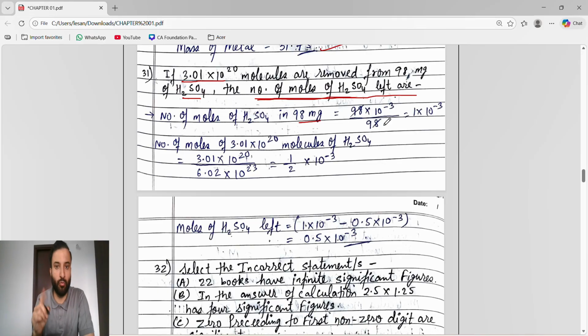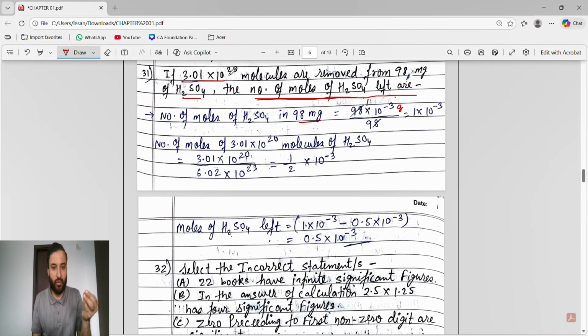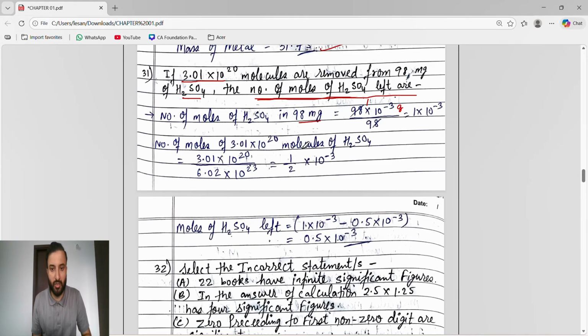Molar mass, we know, will be in gram. So 98 mg means 98 into 10 to the power of minus 3 gram divided by 98. 98 and 98 will get cancelled. It will be 1 into 10 to the power of minus 3. So the total number of moles present is 1 into 10 to the power of minus 3. In that, how much molecule is removed? This much. So we'll find the number of moles of this much molecules.